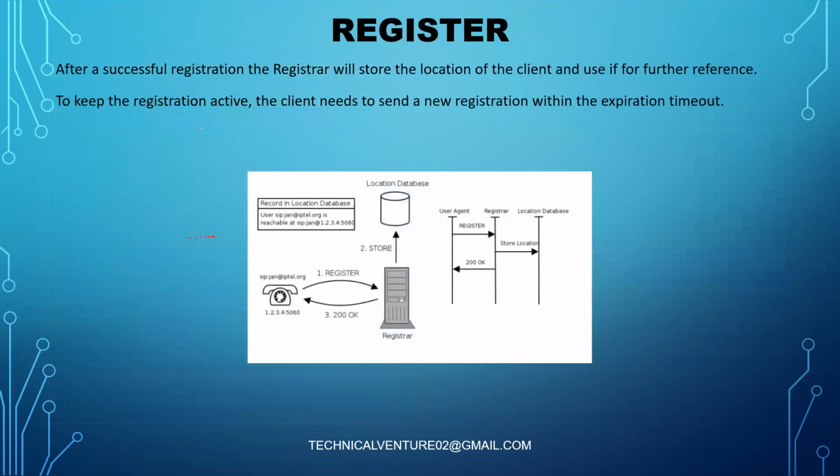right? And then after a successful registration, the registrar will store the location of the client and use it for further reference. To keep the registration active, the client needs to send a new registration within the expiration timeout. That expiration timeout is 3600 seconds, right? Just like in this example here, you can see it sends a register message with the credentials. Registrar server stores it in the location database and it sends a 200 OK message to the phone, which sends a register message, just like this one here. Send it to the registrar, send it to the location database, and it gets a response of 200 OK from the registrar server.